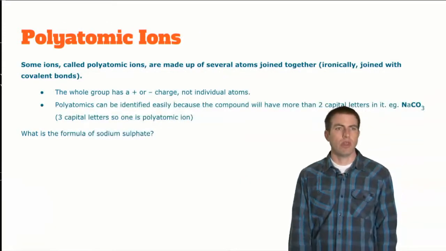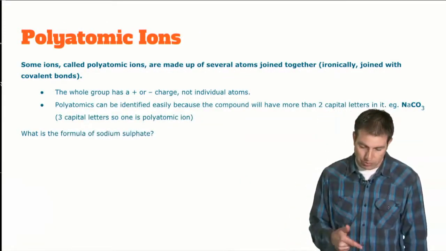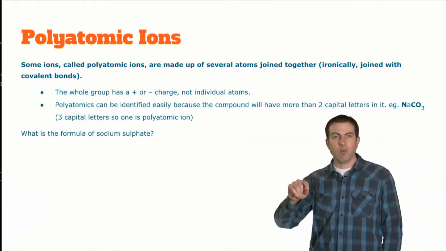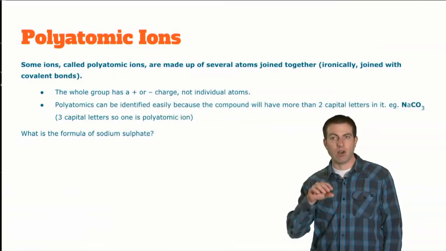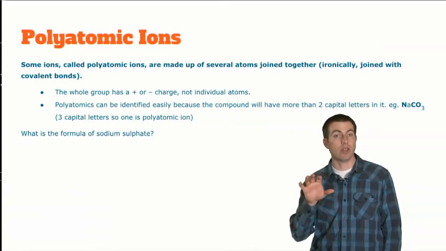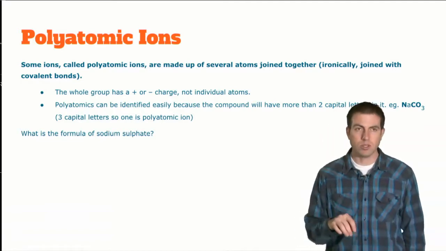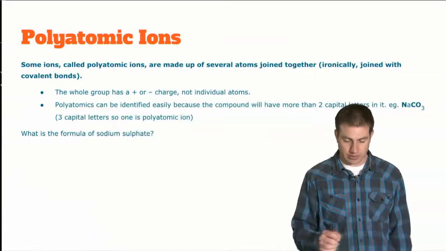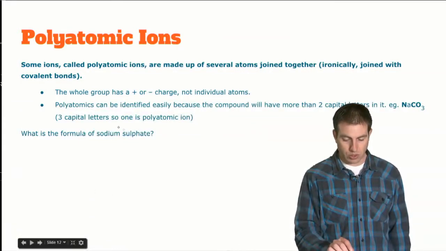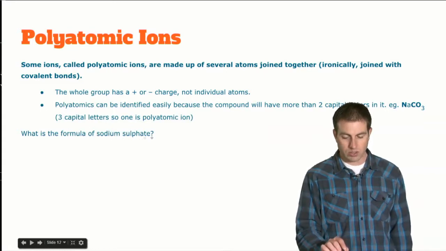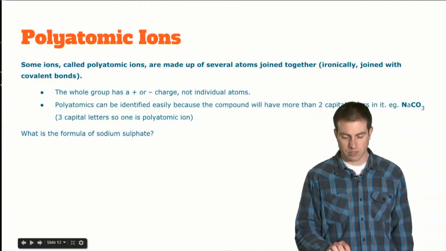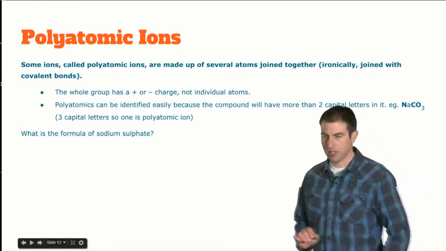Okay, so the example here is: what is the formula for sodium sulfate? Now, given the name of it, what do you notice is different about how this looks compared to all of the other compounds we've written down so far? What is special about this name, sodium sulfate? Sodium, you guys know what that is. Sodium's Na. It's on your periodic table. What makes sulfate a little bit different? Is anybody seeing what I'm trying to get at or kind of figured it out?